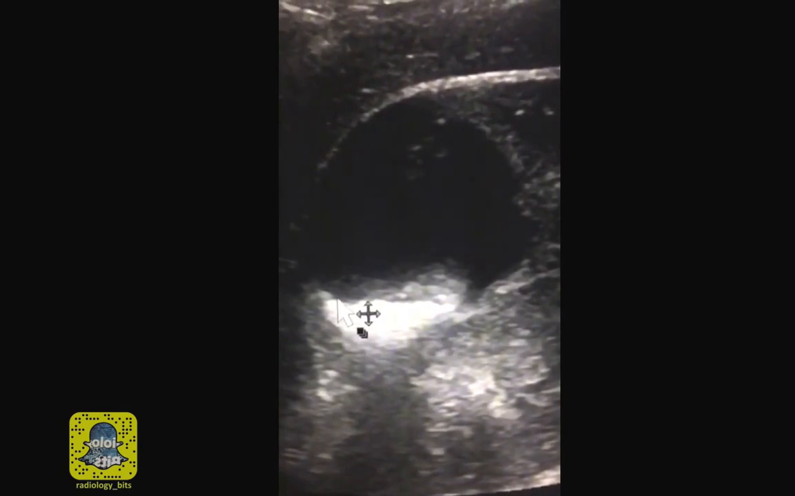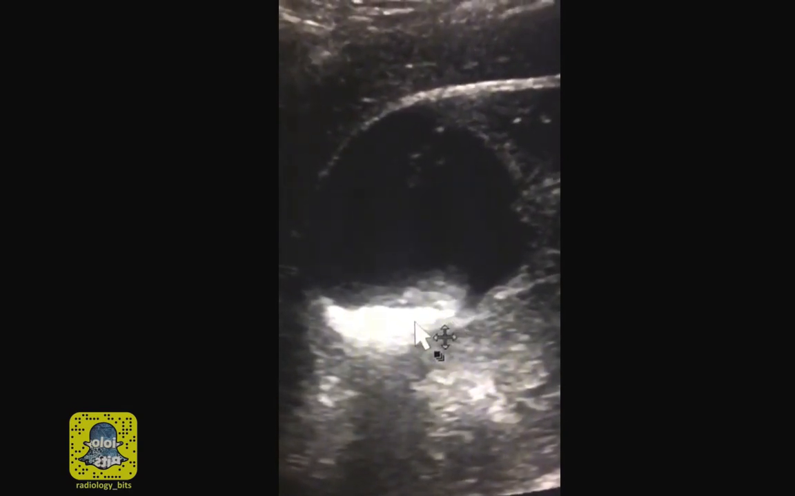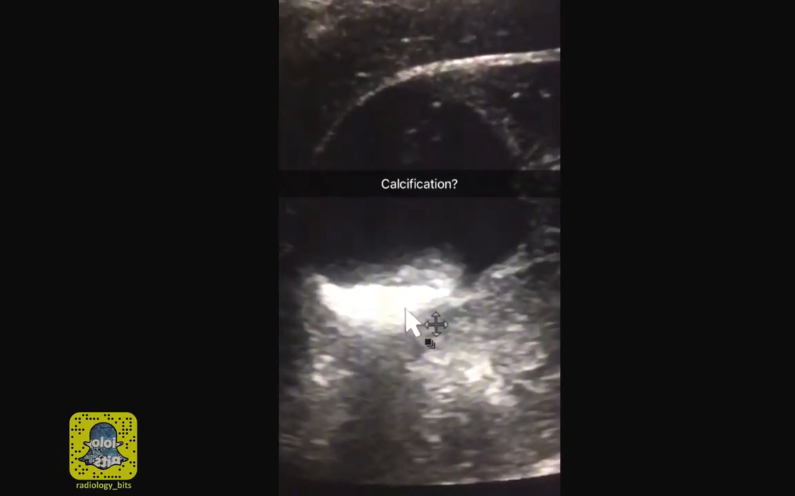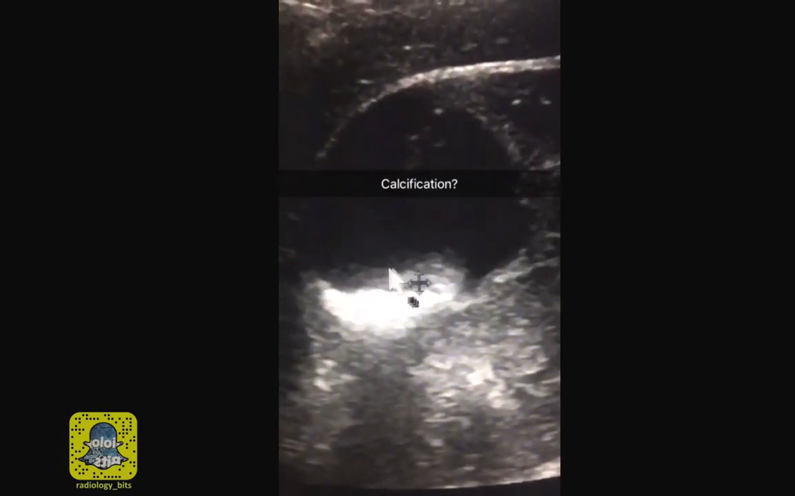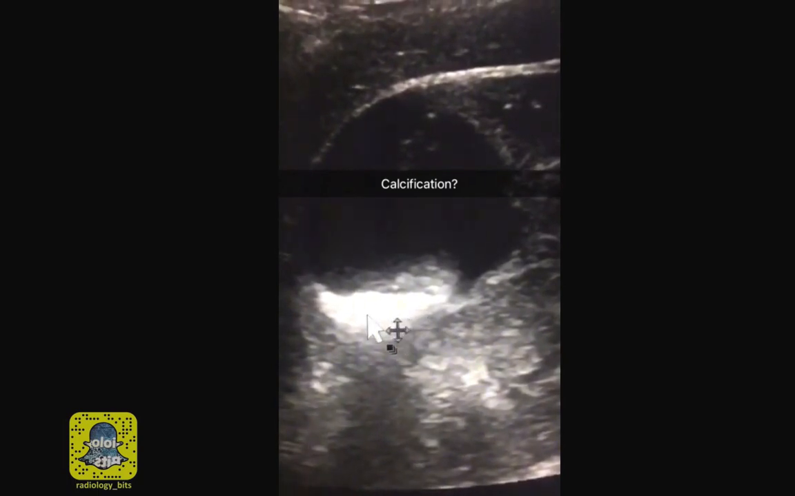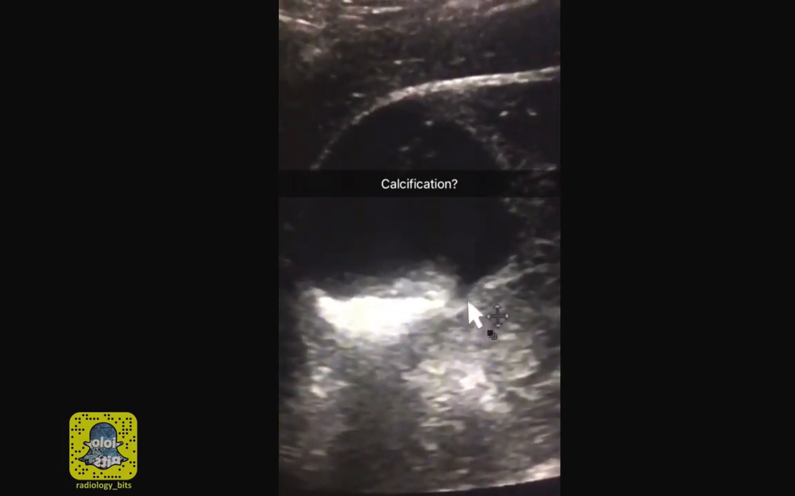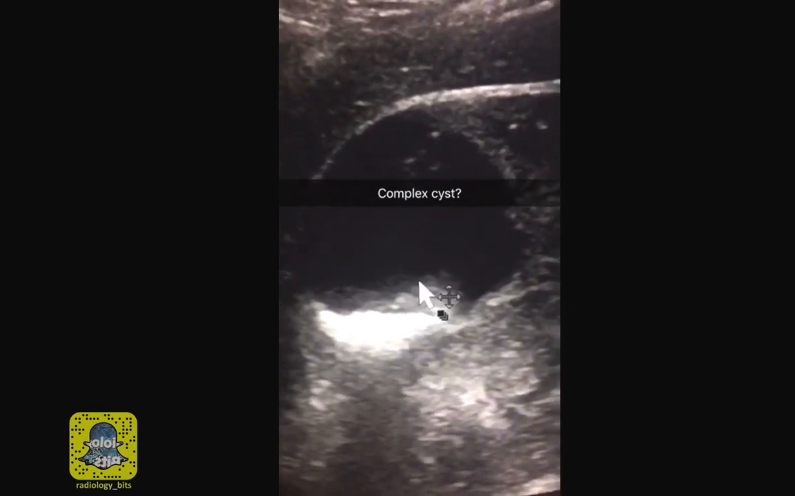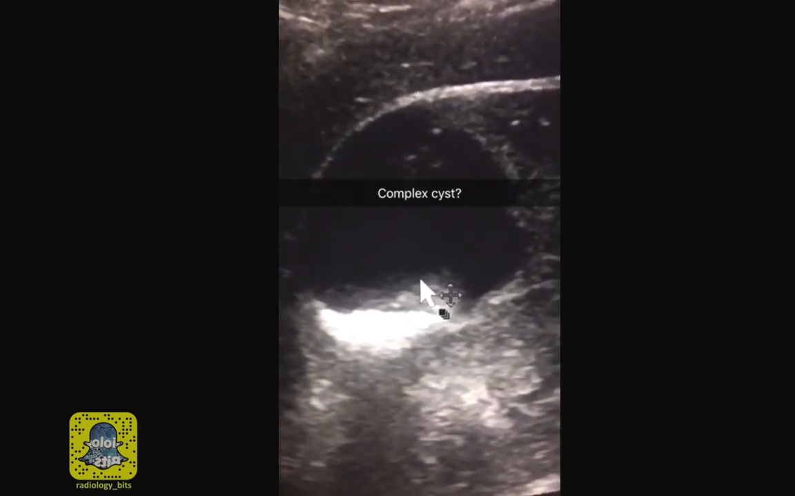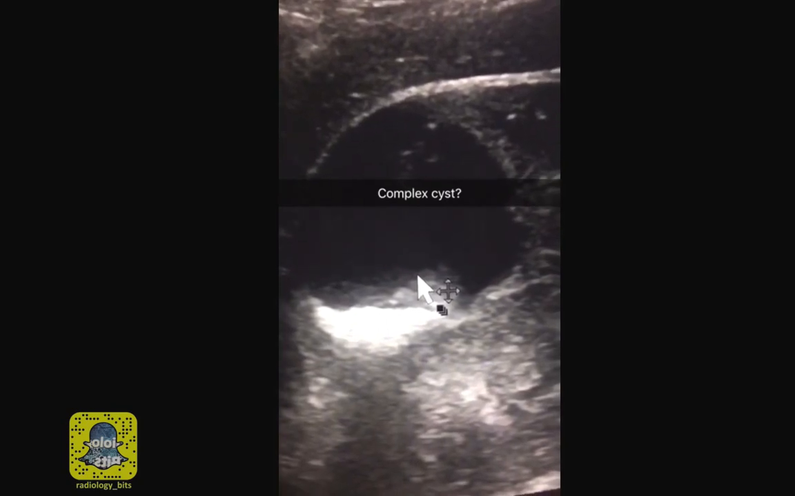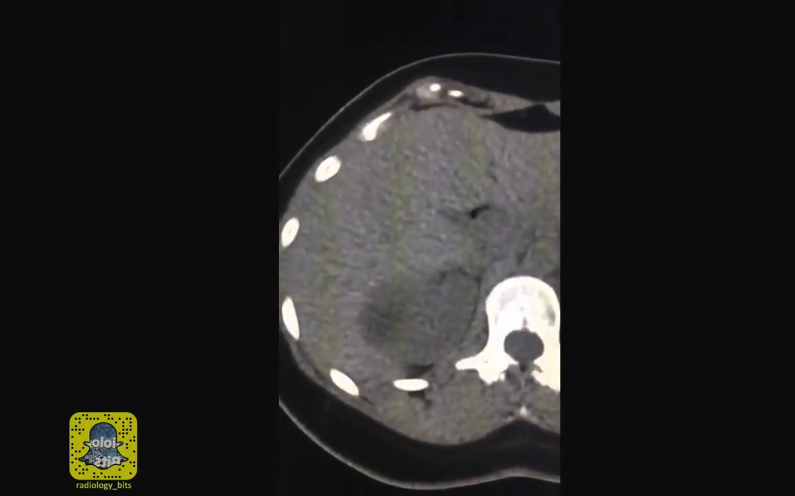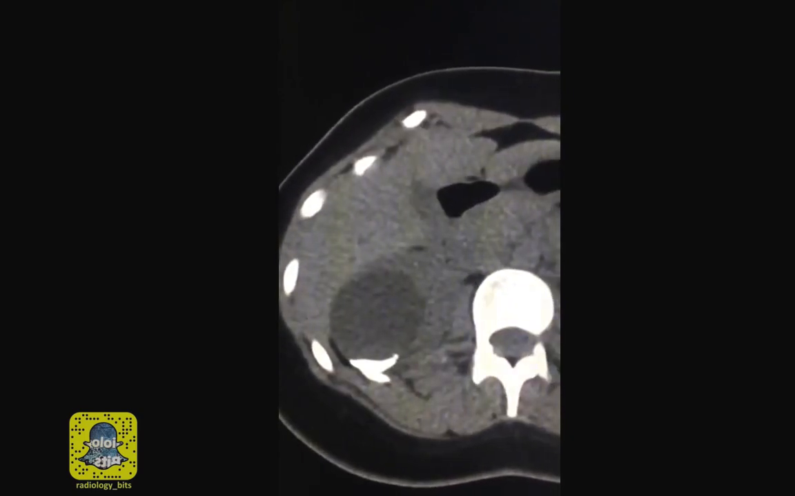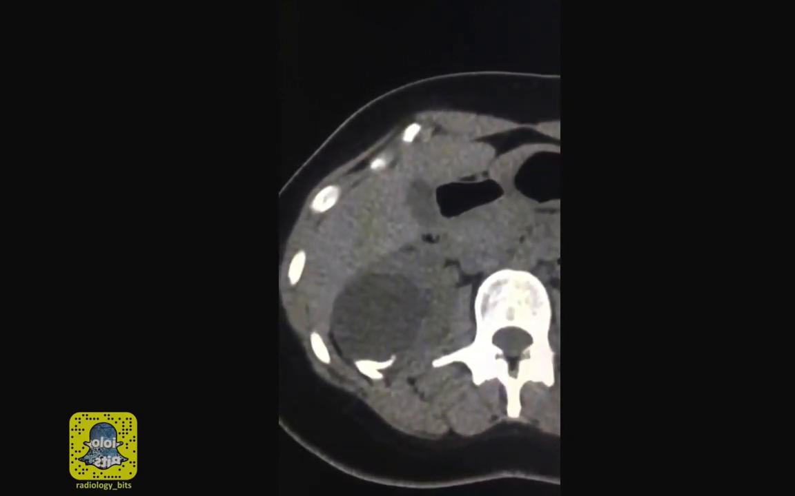But the lesion also has this component that's extremely hyperechoic, meaning that it's very dense. To simplify things, this is suspicious for chunky calcifications within the posterior wall of the abnormality. This calcium here makes the cyst a complex cyst rather than a simple cyst. The radiologist who saw the ultrasound recommended a CT to make sure this is not a neoplastic process, and this is the CT.